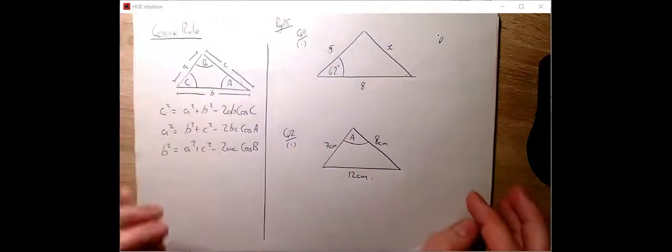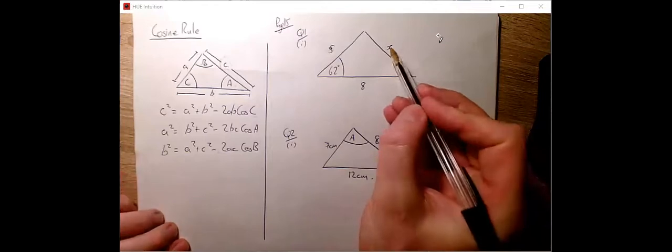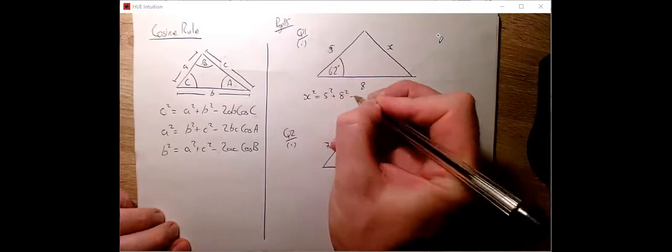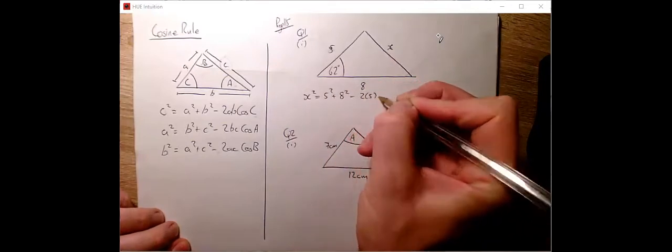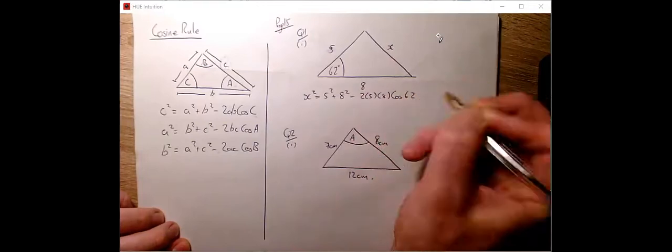So what might a question look like? Well, you might be given a triangle where you're given two sides and an angle, and you're asked to find that third side. So what does the cosine rule say? Well, it says x squared is the same as 5 squared plus 8 squared minus twice 5 times 8 cos of 62.